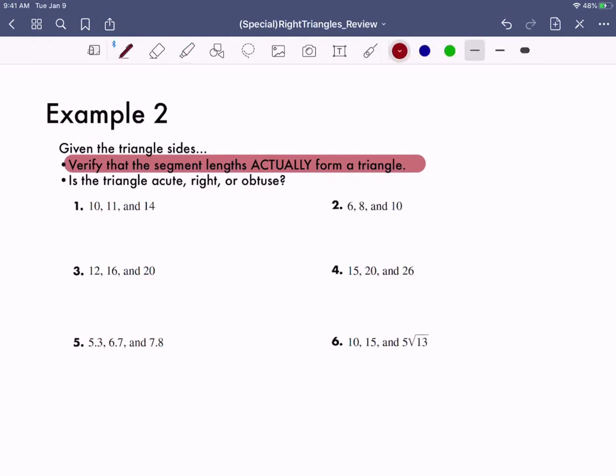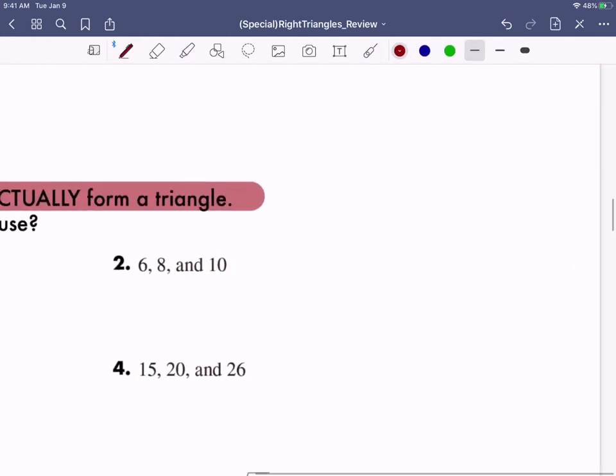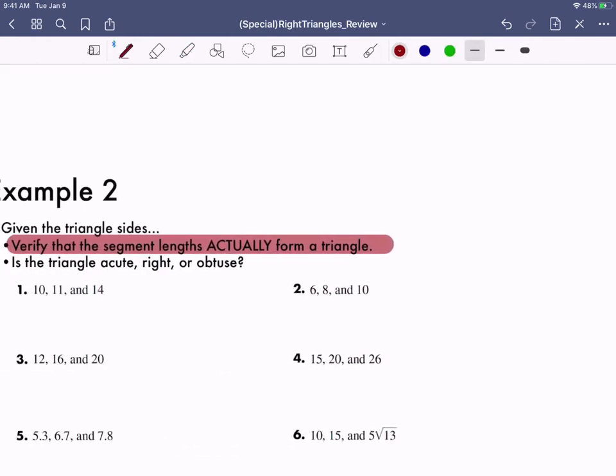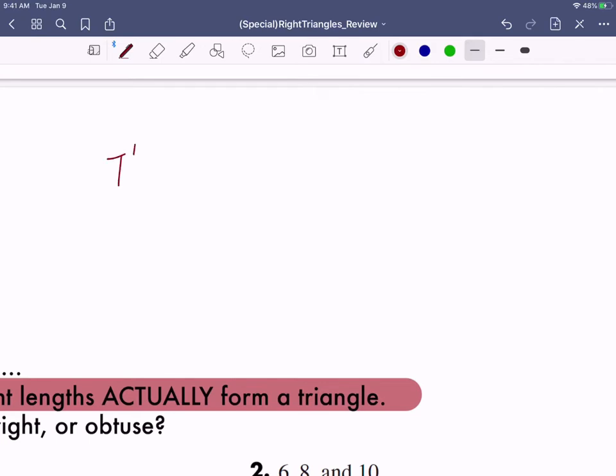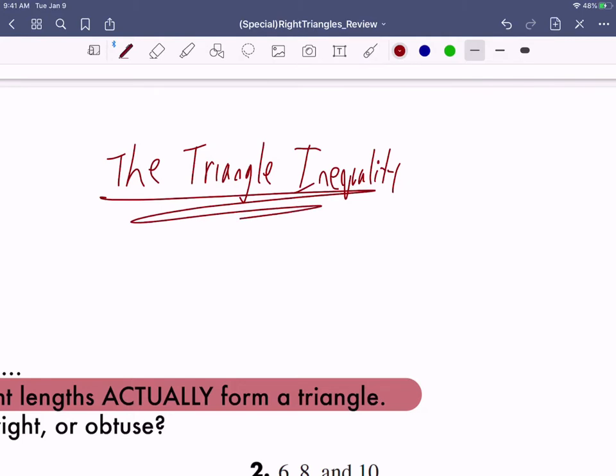Now, in order for a triangle to exist based on 3 sides, there's something called the triangle inequality. So maybe we will note that here. The triangle inequality. What that says is A plus B must be greater than C. And notice they're not squared. This is very different from what we're about to do.